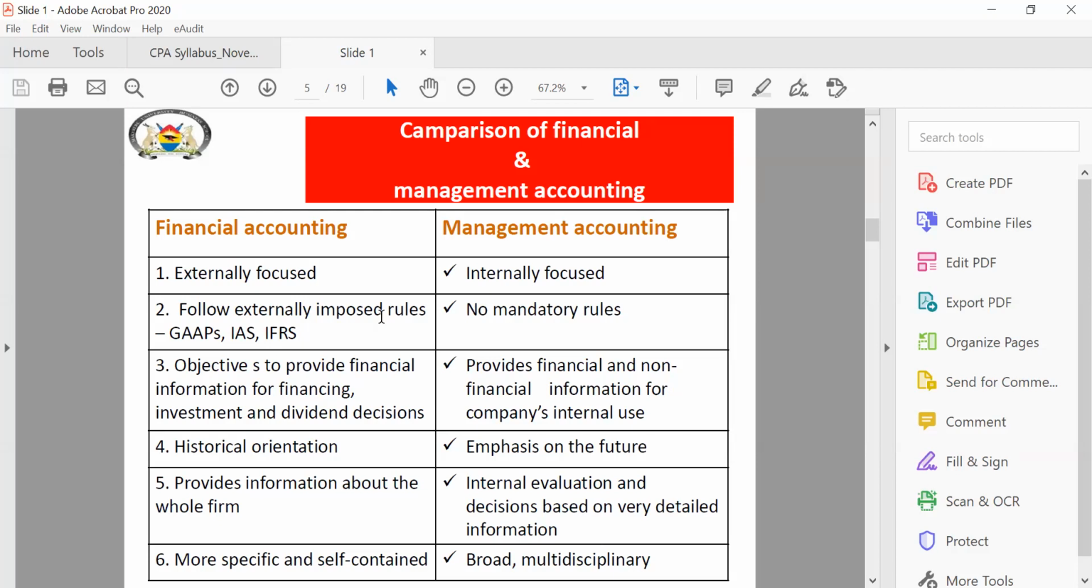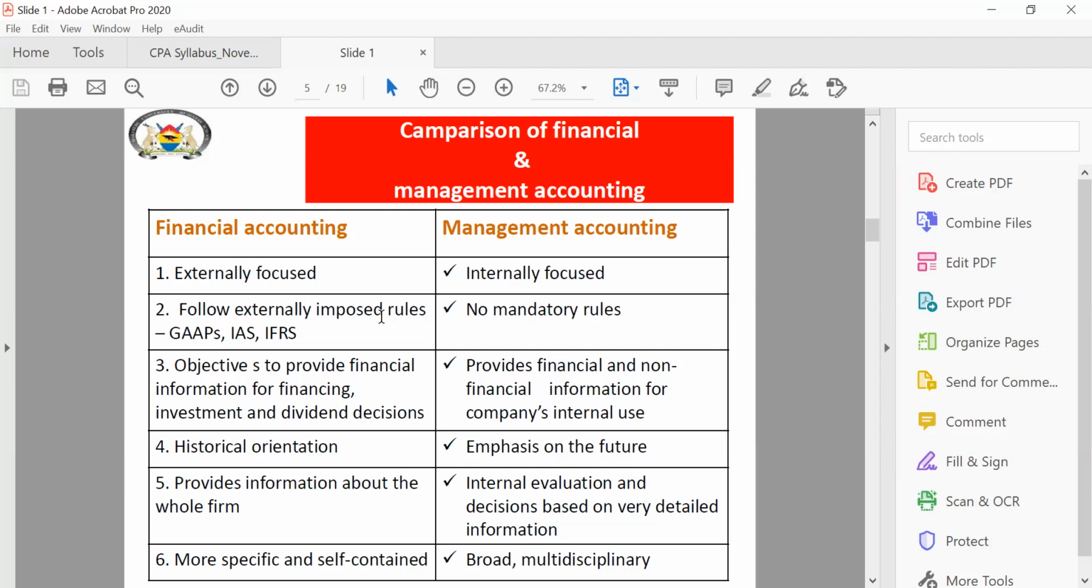Okay, so we have these rules called the General Accounting Principles. We have the International Accounting Standards, IAS, and then we have the International Financial Reporting Standards, IFRS. So financial accounting follows these different reporting framework requirements.